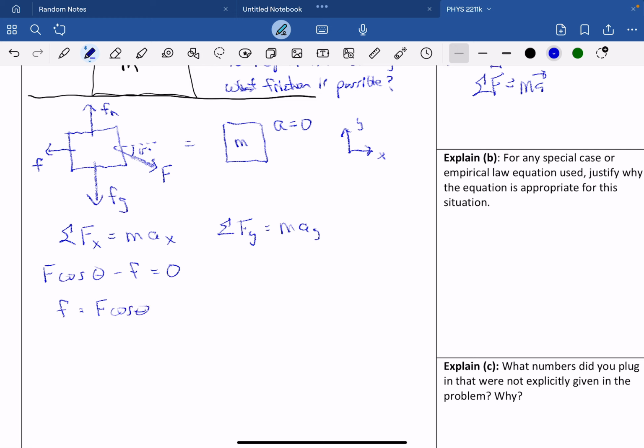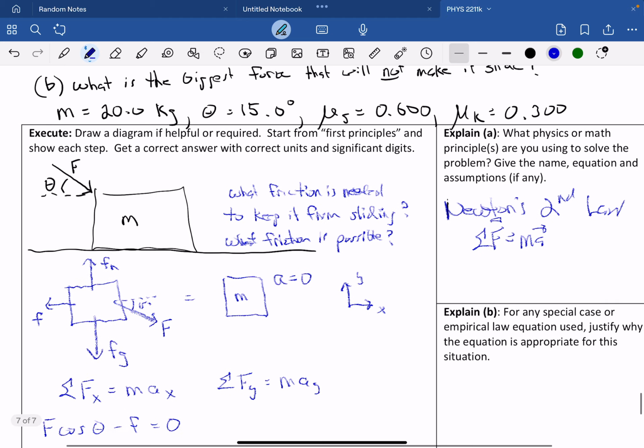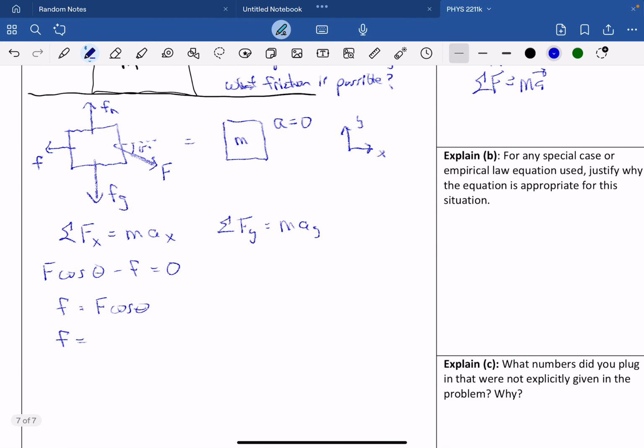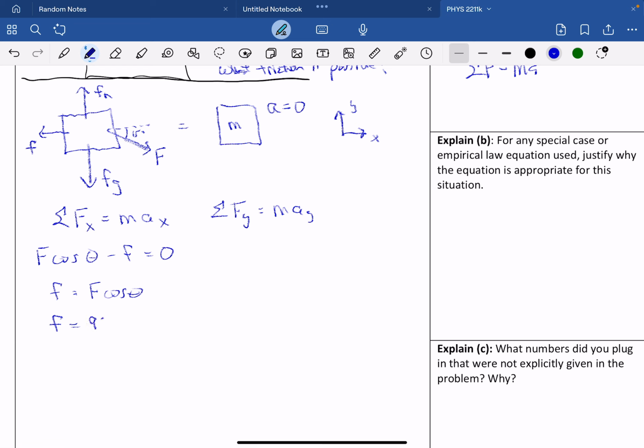So friction should be equal to 100 newtons times cosine of 15 degrees, and that is 96.6 newtons. This is how much friction we need to keep the object from sliding.